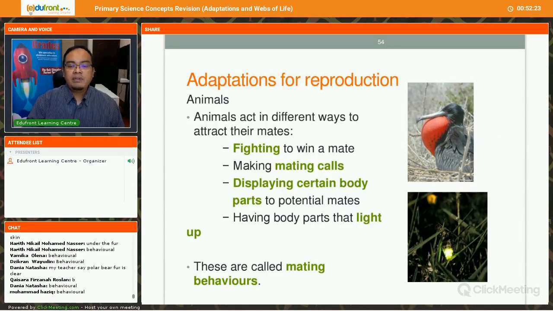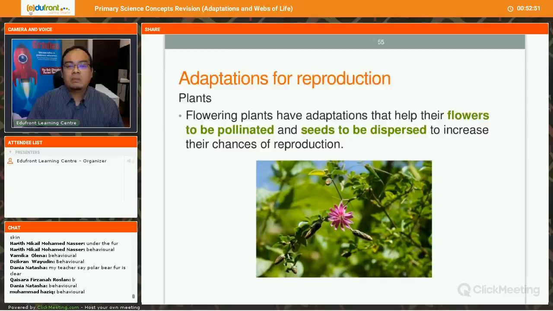There are several ways that they attract their mates. Some of them fight. They fight to see who is the strongest in the community. And some of them have mating calls. They give out certain sounds to attract the mates. Some of them display certain body parts to potential mates, and some have bodies that light up. These are all mating behaviors. Very interesting, huh?